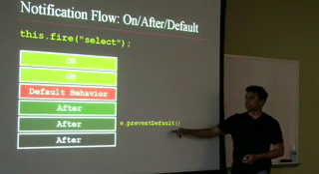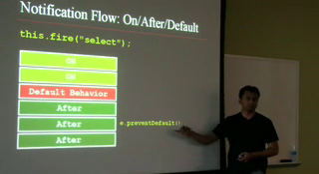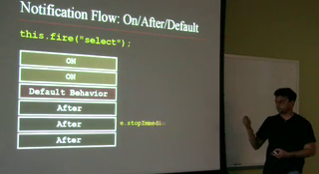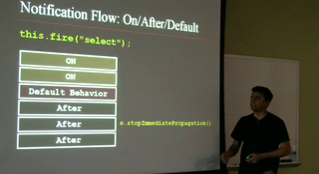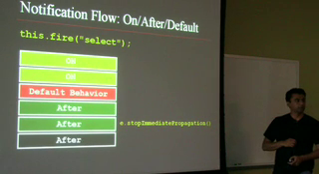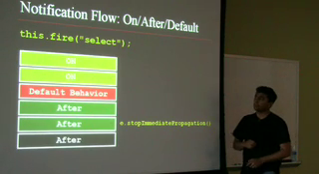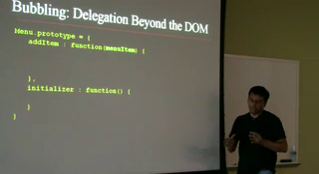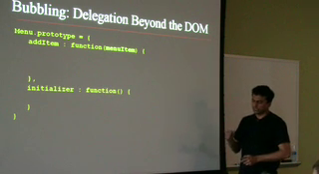Also, just to highlight the fact that calling prevent default after the state change has happened has no impact, really. But I can call stop immediate propagation and have it have an impact. So that was the whole on-after event notification flow.